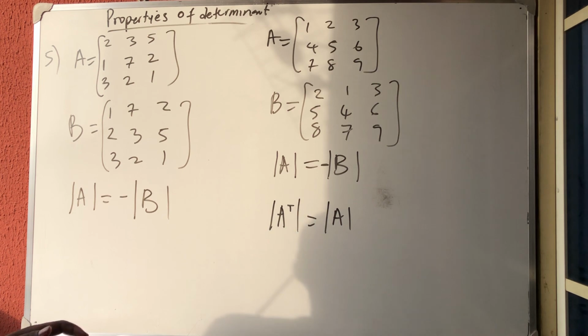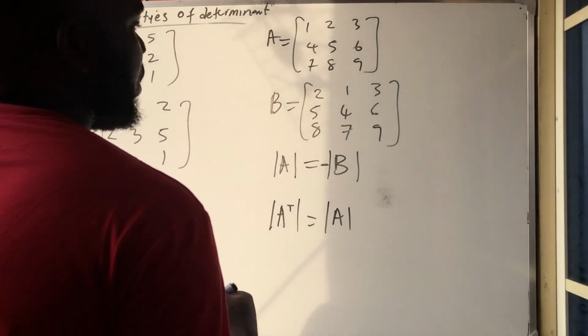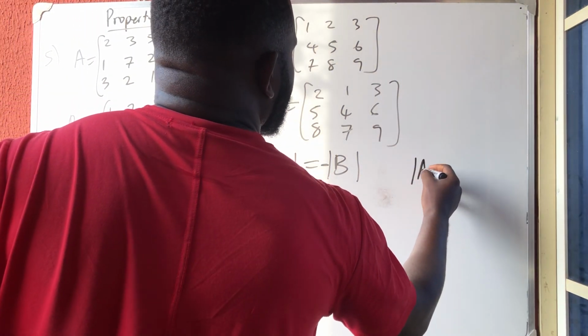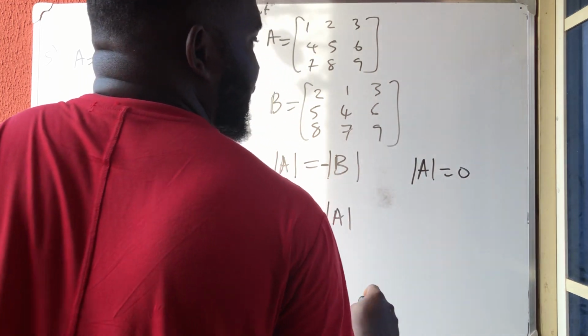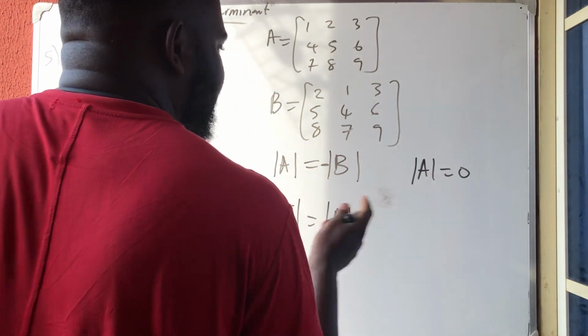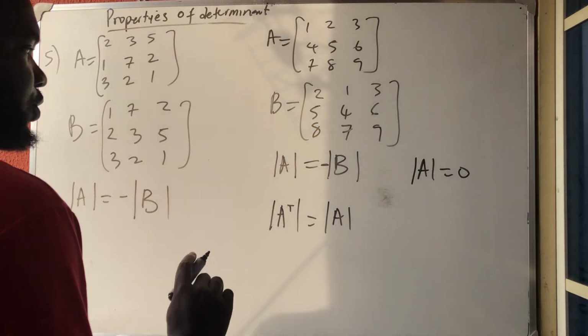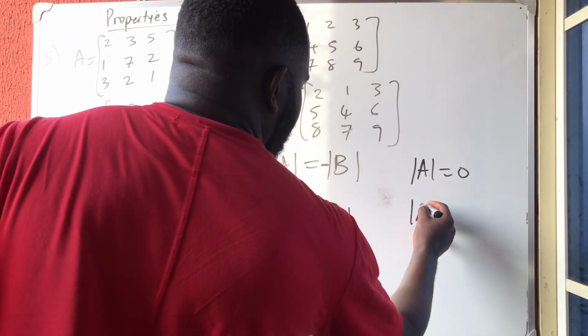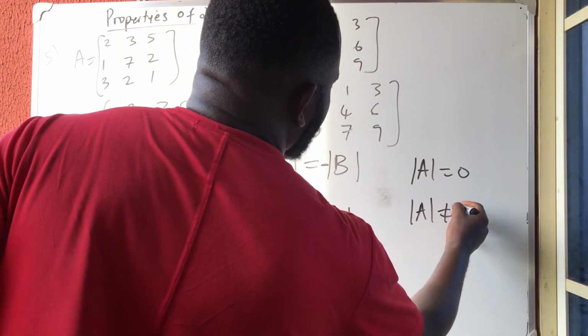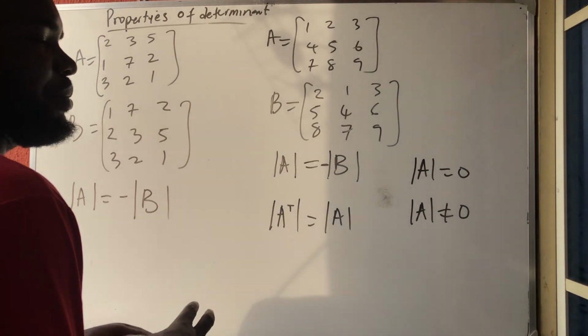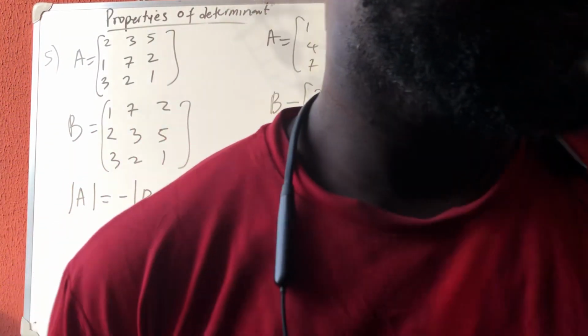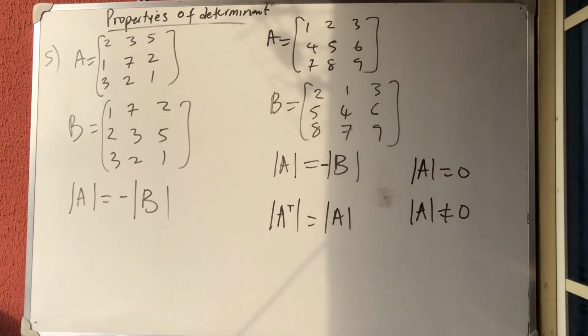Another thing you need to know about determinants is that whenever the determinant of a matrix is 0, it means that the inverse does not exist. The inverse does not exist. So if the determinant of a matrix is not equal to 0, it means that the inverse of that matrix exists, okay?